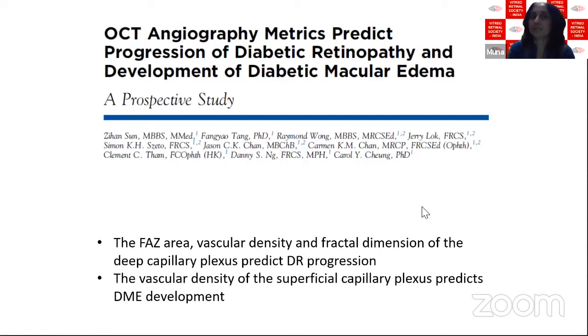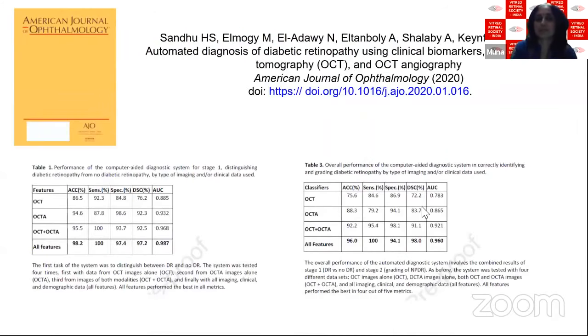And finally, can you predict progression of diabetic retinopathy and development of diabetic macular edema? Yes, the FAZ area, the vascular density, and the fractal dimension of the deep capillary plexus do predict diabetic retinal progression, but the vascular density of the superficial plexus could predict diabetic macular edema development. And of course, AI cannot be far behind. And they have shown that automated diagnosis using clinical biomarkers, optical coherence tomography, and OCT angiography is reliable.